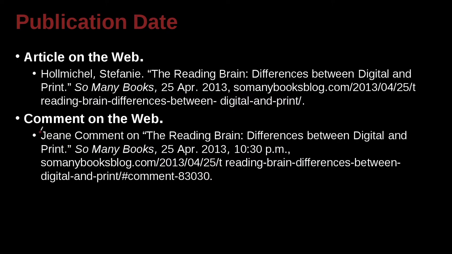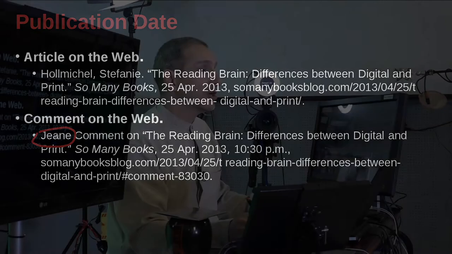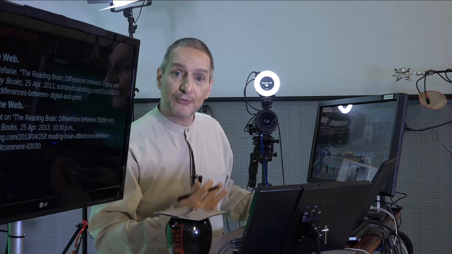So why don't we have the person's whole name? Why do we only use Gene? Well, because when people comment online, they often use a pseudonym, that is a different name, or they use a simple name, or they use a nickname. We don't know what the person's whole name is. This is all we see. We just see that this comment is from Gene.